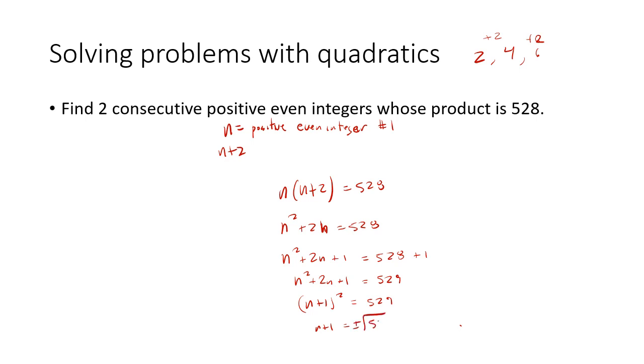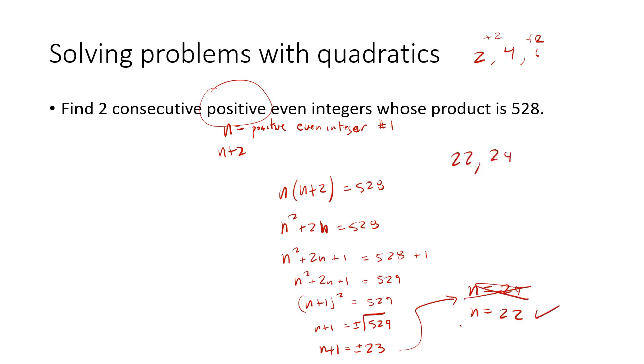Square root of 529. So this isn't one of the ones that's obvious. If you don't know your perfect squares, 529 is a perfect square. It's 23. So n plus 1 is equal to plus or minus 23. So n would equal positive 23 minus 1, that's 22, or n would equal negative 23 minus 1, that'd be negative 24. But we know they're positive, so it can't be negative 24, so my n is 22. So 22 is my first one, 24 is my second one, okay?